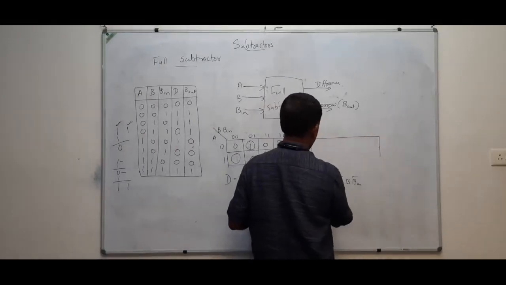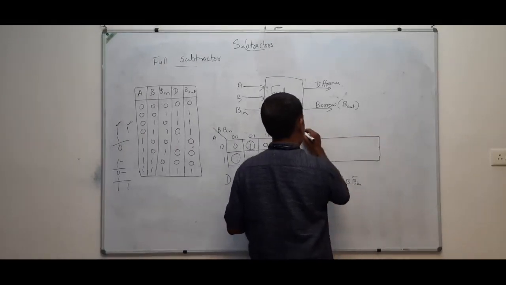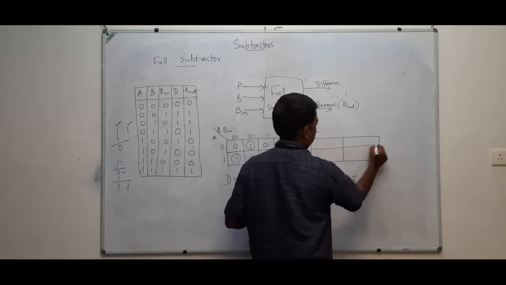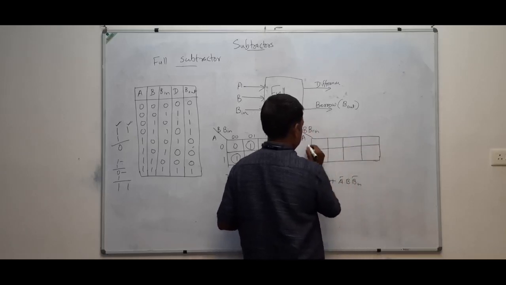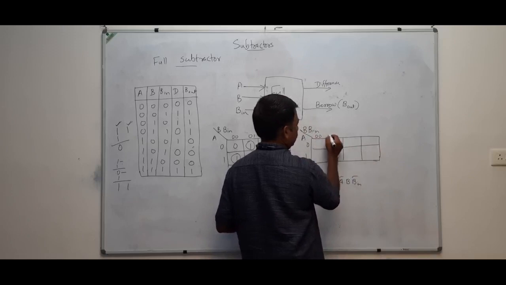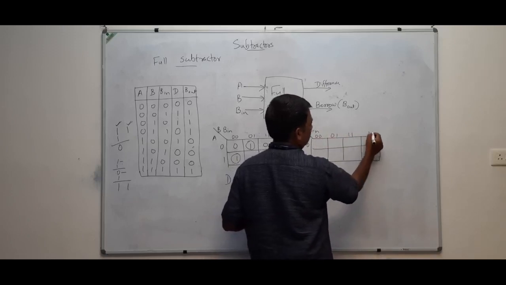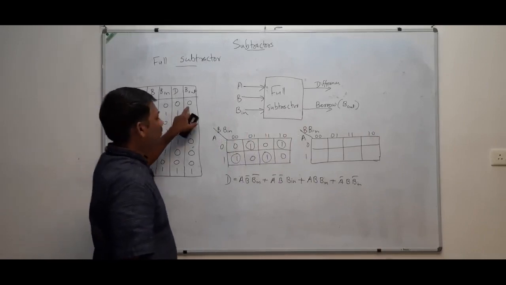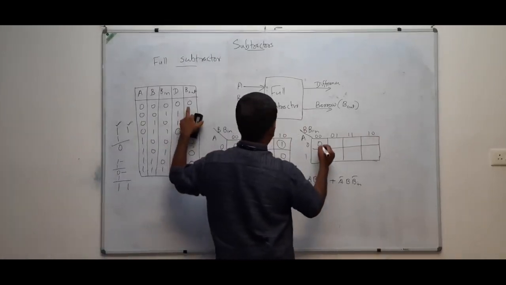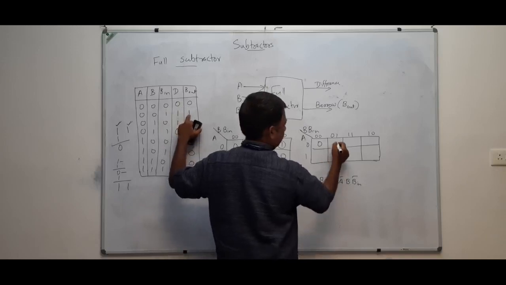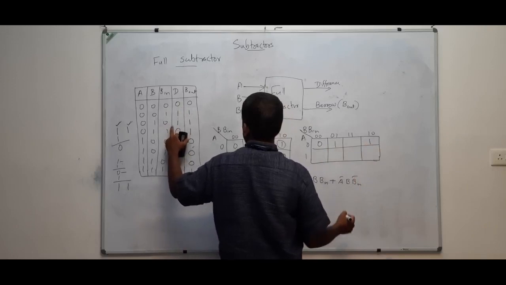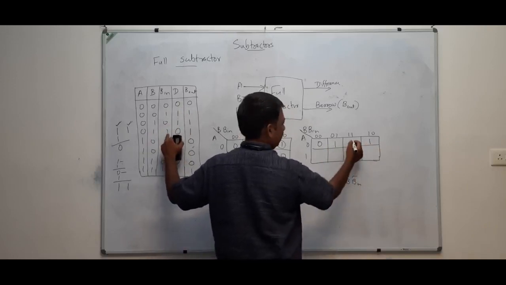This is the borrow out. This is A, B, B input. Here you have 0, 1. 0, 0, 0, 1, 1, 1, 1, 0. And 0, 0, 0 is borrow 0. 0, 0, 1 is 1. 0, 1, 0 is 1 and 0, 1, 1 is 1.